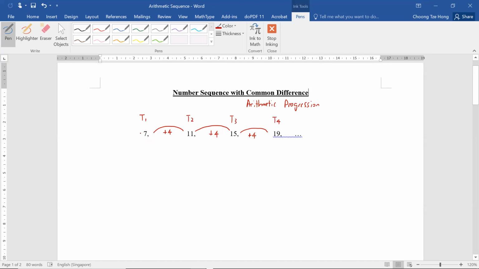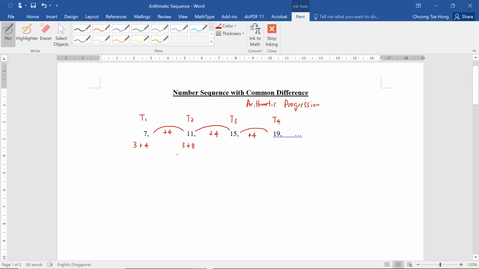So how do we break down this first term? The common difference is 4. You will realize that you'll always be able to break it down in this way. So 7 can be written as 3 plus 4. This common difference must always appear inside each term. Then for this 11, it will be 3 plus 8. You may wonder, I just mentioned that the common difference needs to appear inside the term, but now it's not there.